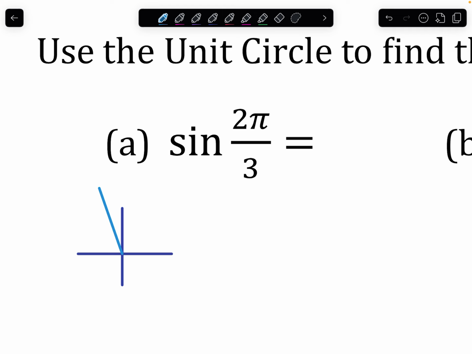Sine is the y value. Closer to y is bigger. Square root of 3 over 2. Square root of 3 over 2 is the biggest ratio between those three. Square root of 2 over 2 is the middle. 1/2 is the smallest. When you're closest to the y-axis, y gets the bigger value.